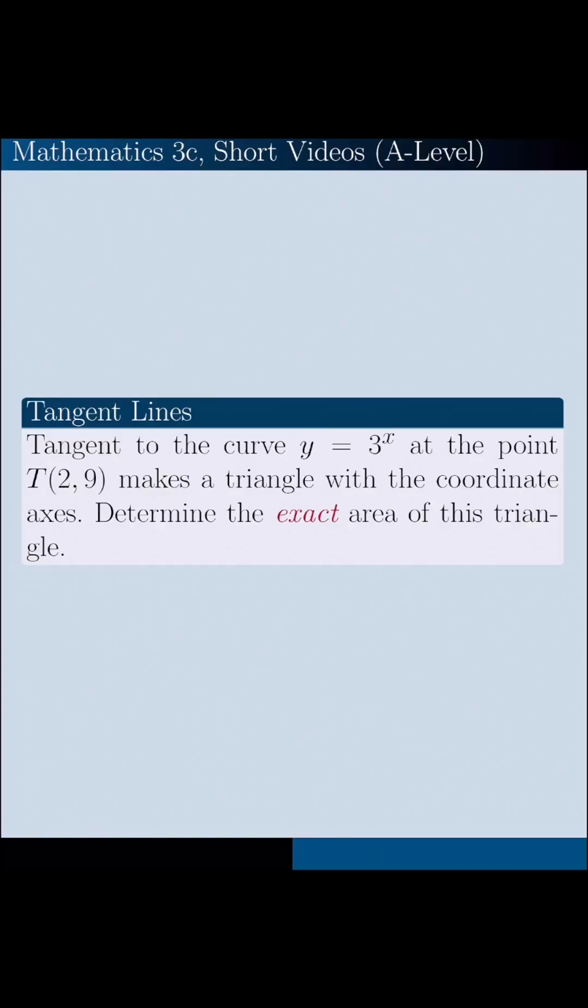Hello, in this short video I'm going to solve the following A-level problem. The tangent to the curve y equals 3 to the x at the point T with coordinates (2, 9) makes a triangle with the coordinate axes. Determine the exact area of this triangle. Pause the video at this point and give it a try.